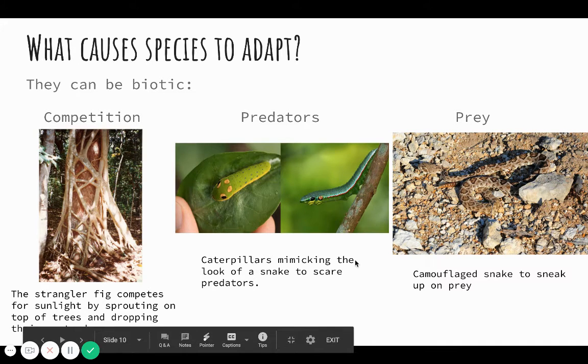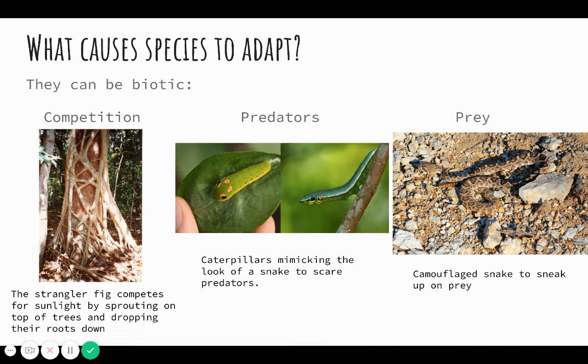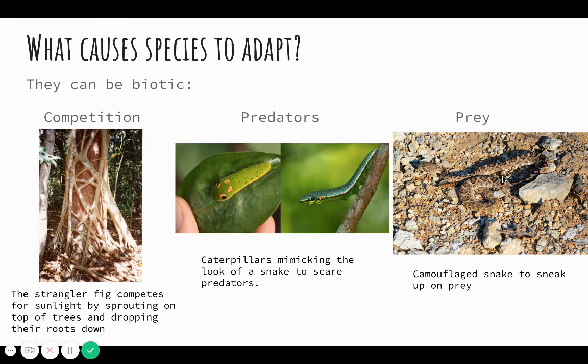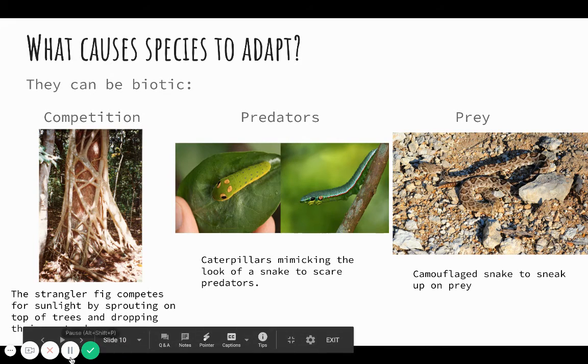We've already seen prey adapting to predators by being camouflaged, but here we can see a caterpillar mimicking the look of a snake to scare predators. So predators can also be camouflaged so that they can more easily sneak up on prey. So this snake is going to have a really easy time sneaking up on prey due to his advantageous trait of being camouflaged. He's the same color as his surroundings.